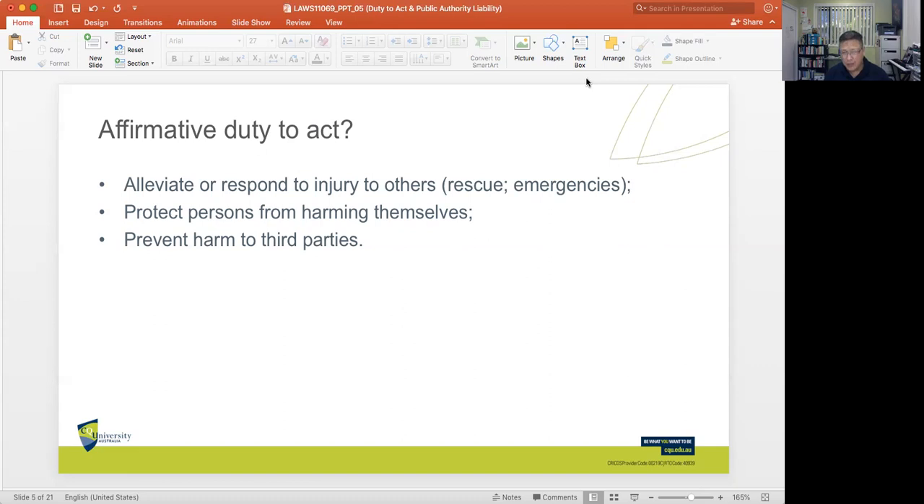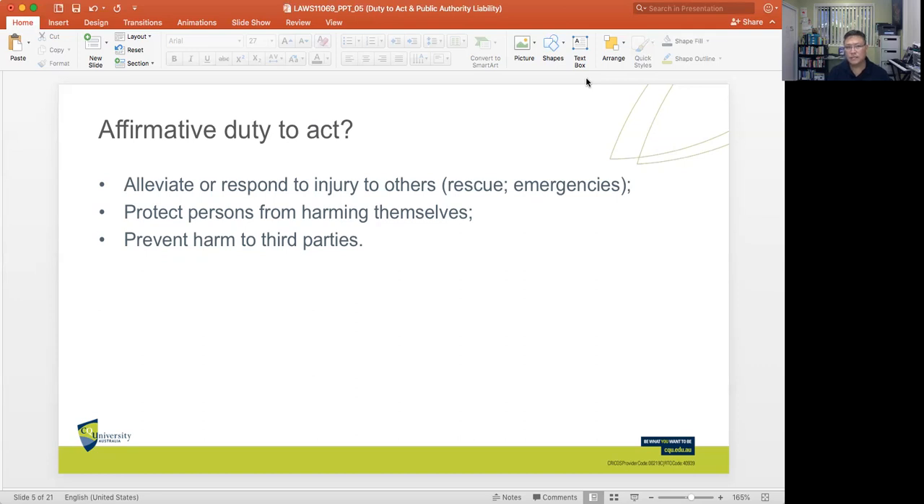In relation as well to affirmative duty to act, again, what we often see is a situation where an individual, as potential defendant, has engaged in negligent action or omission. But what if it is not you who has caused the harm, but somebody else who is about to harm third parties? Would you have an obligation to prevent the harm?